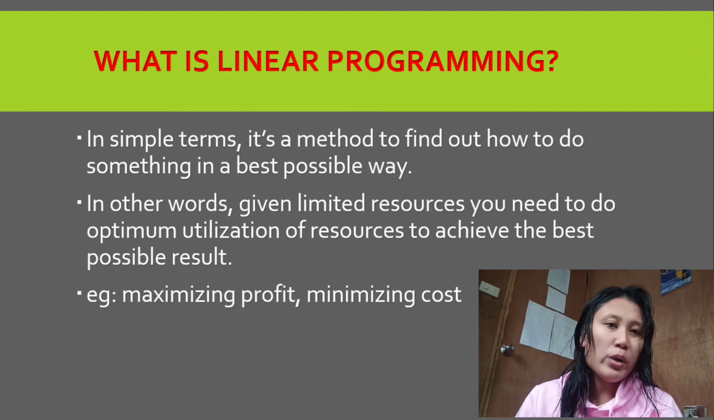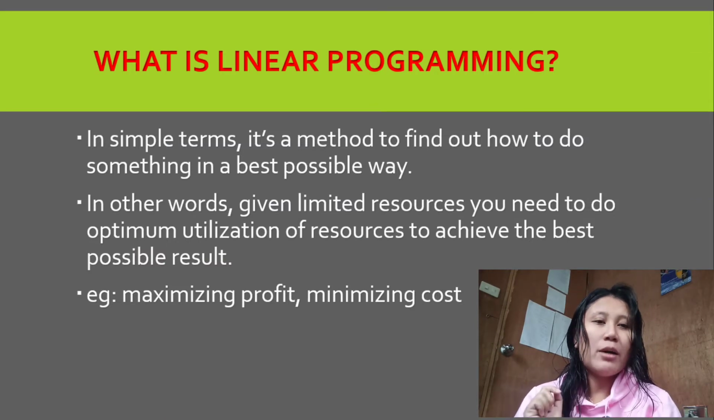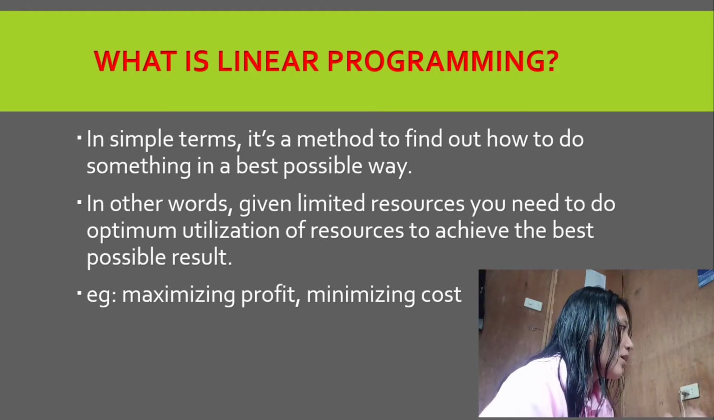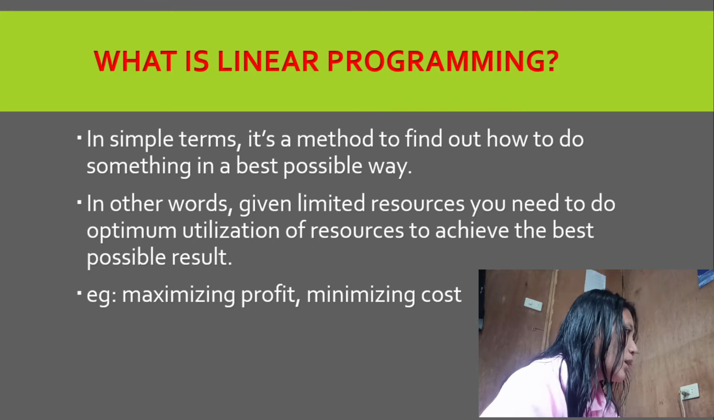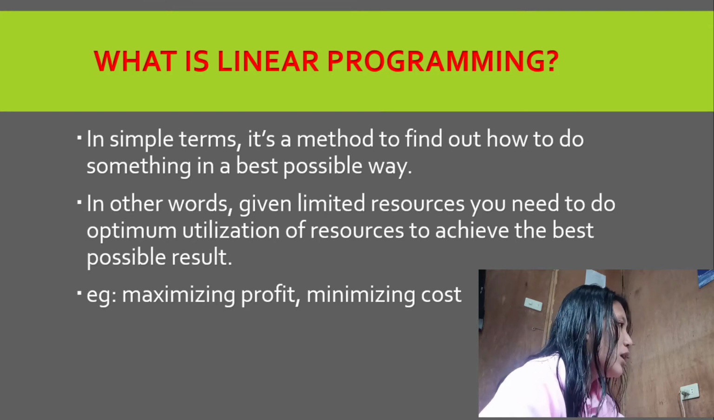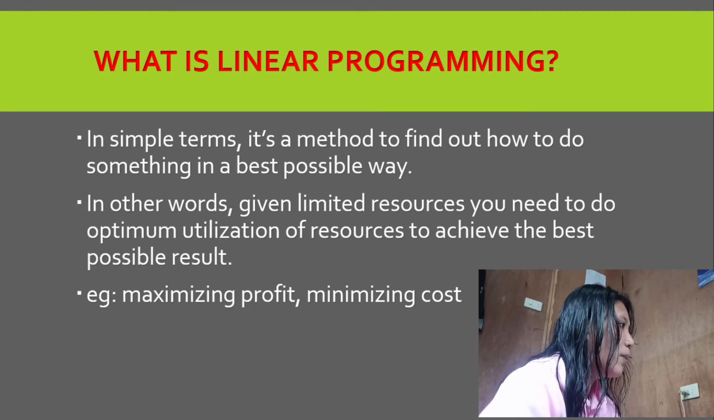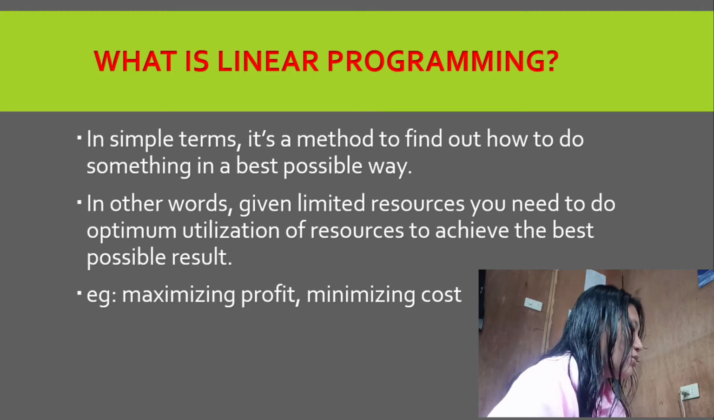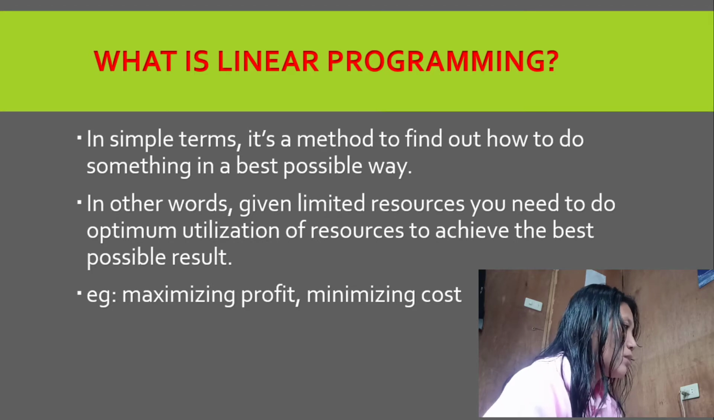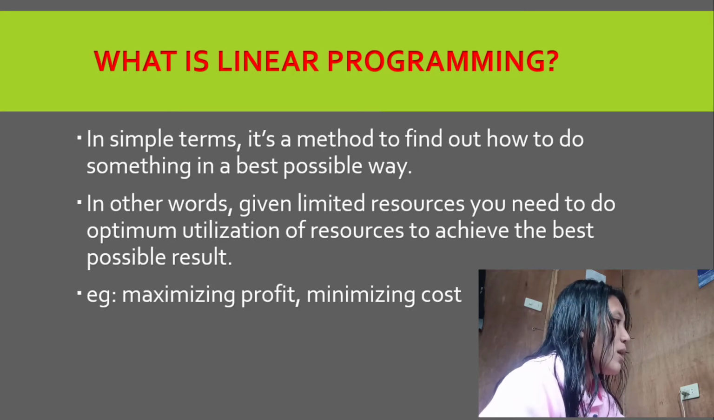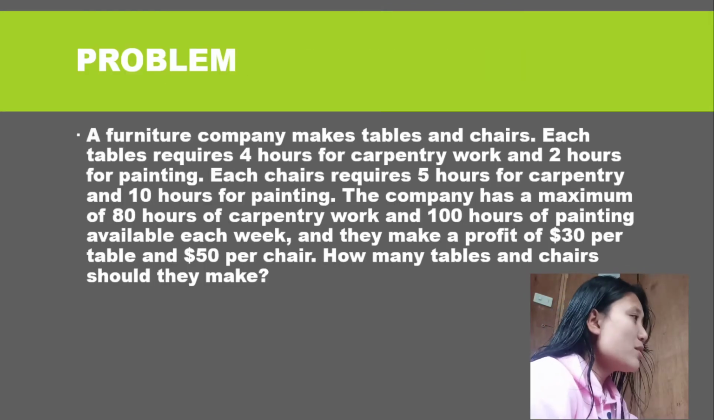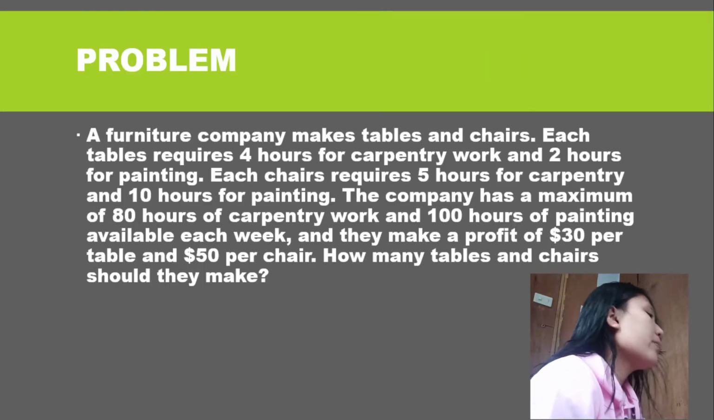Before we proceed to the problem, let us first define what linear programming is. In simple terms, it's a method to find out how to do something in the best possible way. In other words, given limited resources, you need to do optimum utilization of resources to achieve the best possible result. For example, maximizing profit, minimizing cost. So let's move on to the problem.